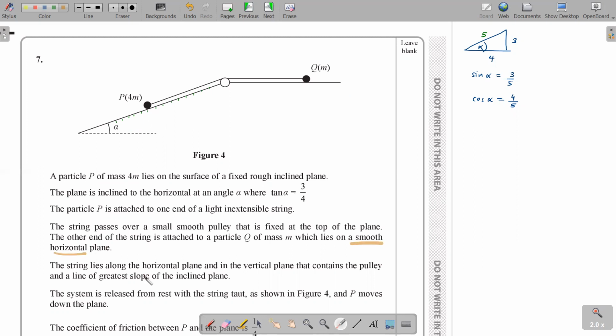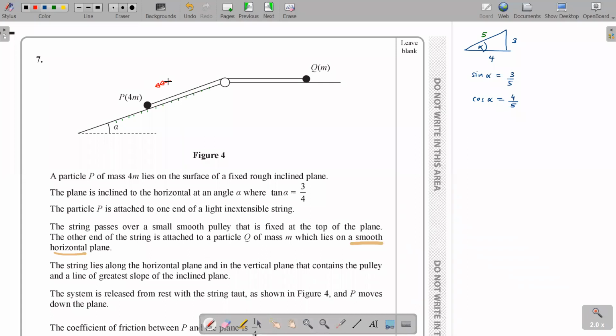The string lies along the horizontal plane and in the vertical plane that contains the pulley and a line of greater slope of the inclined plane. The system is released from rest with the string taut as shown in figure 4 and P moves down the plane. So they tell you very clearly that P is moving down the plane. So if P is moving down the plane, what happens to Q?